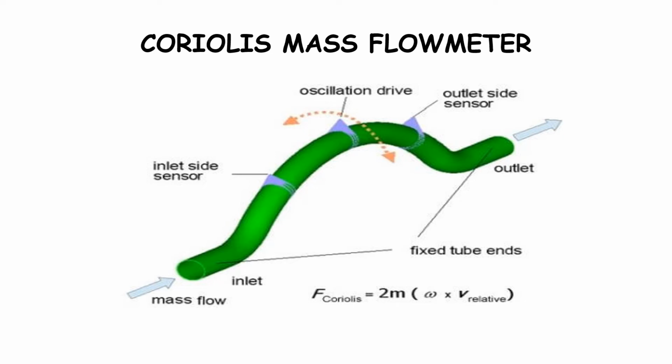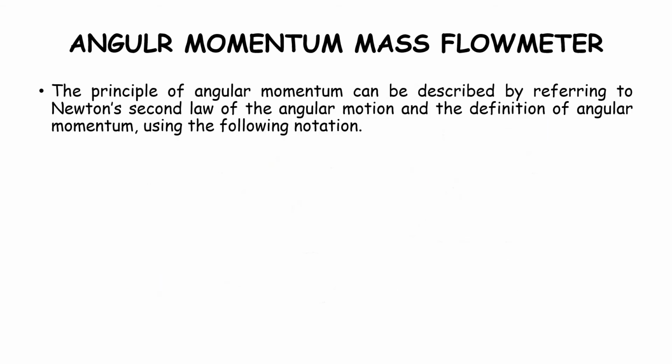And these are also called universal meters since they are capable enough to measure nearly all liquids, slurries and gases, and they can be employed to measure liquid density also. No Reynolds number restrictions are allied with these flow meters, and they are also not affected by the deformations in the velocity profile. The next type of mass flow meter is the angular momentum mass flow meter.